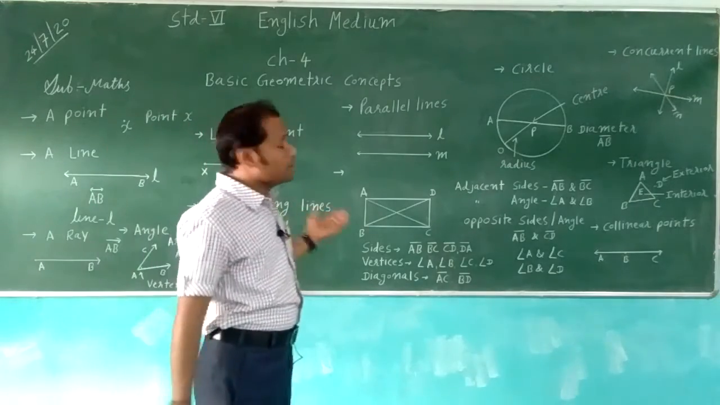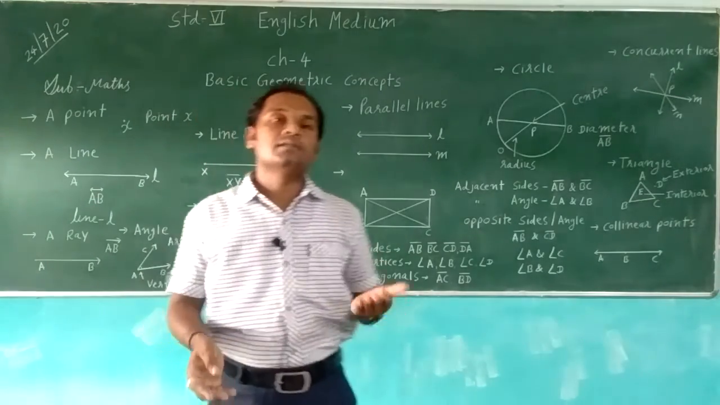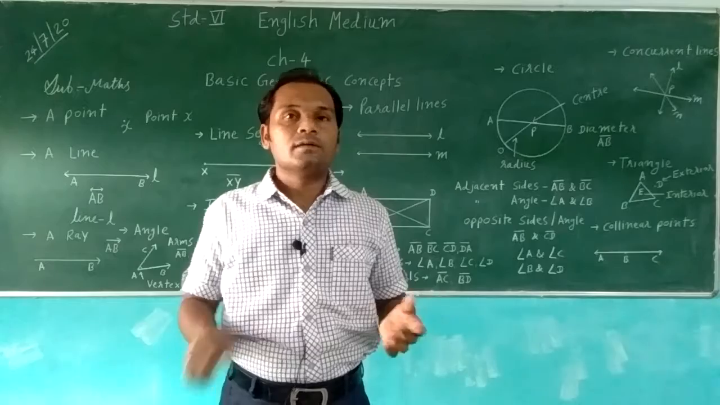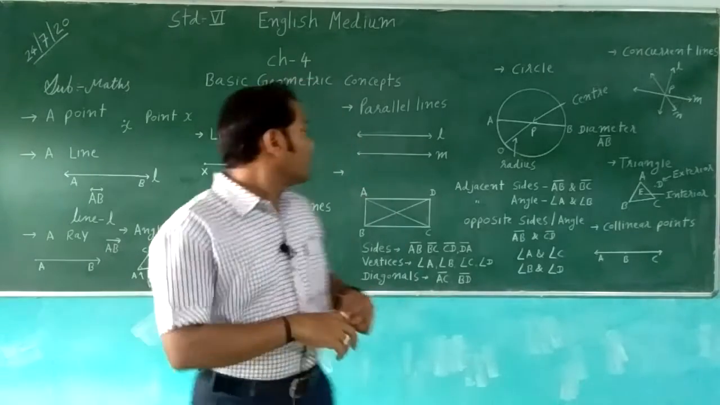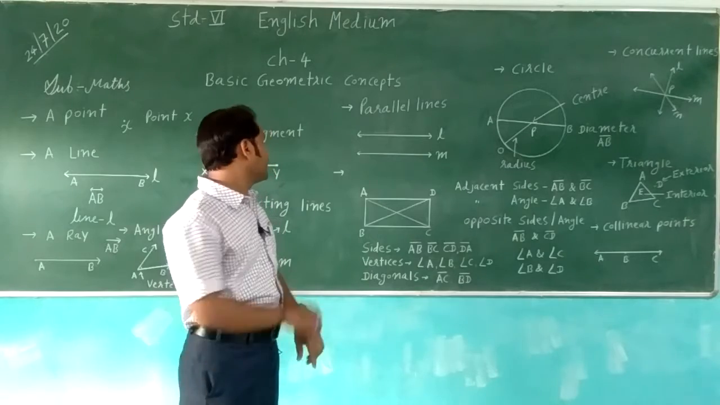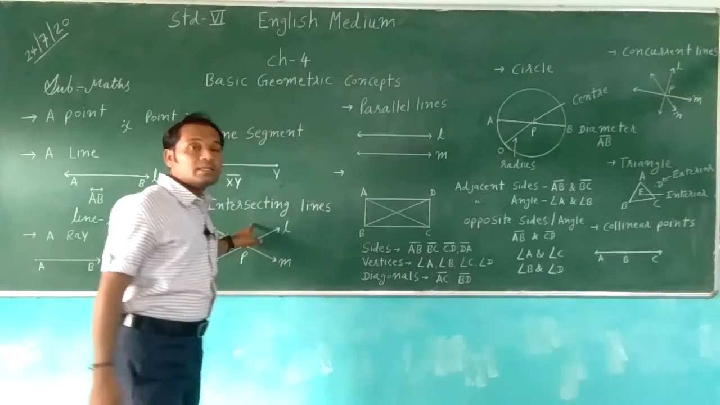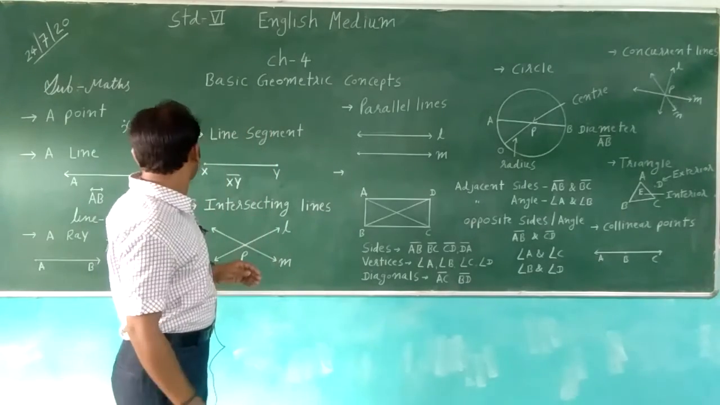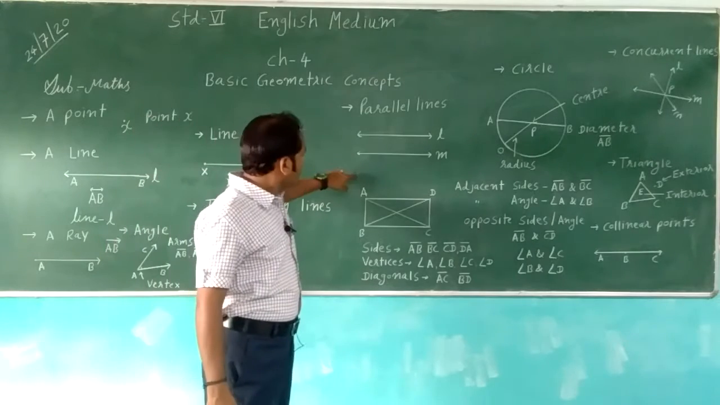Then you understand what is called parallel lines. Parallel lines never meet with each other, passing together but never meeting. They are called parallel lines. And intersecting lines intersect with each other.